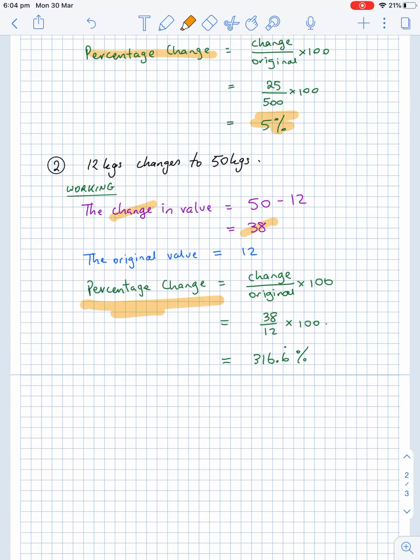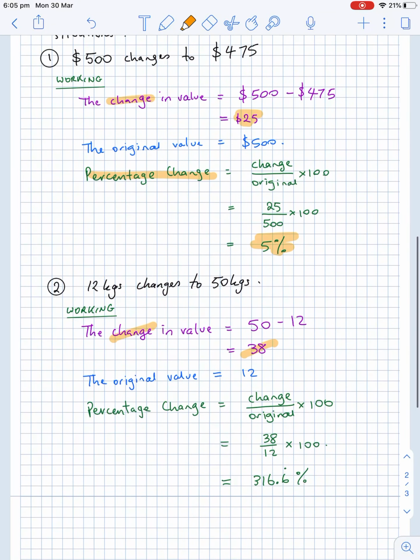And so therefore we can go to our formula. The change was 38, the original was 12, and we times by 100. We get our answer of 316.6 repeating. Remember, if the 6 is repeating, you've got to put the dot above it, percent. So pretty straightforward. Good luck with the questions.